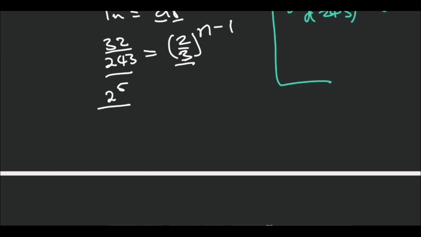All right, so what does this simplify to? 243 simplifies to, yes, that's 3 to the power 5. All right, and all that is equal to 2. You can distribute this exponent, 2 to the power n minus 1 over 3 to the power n minus 1.